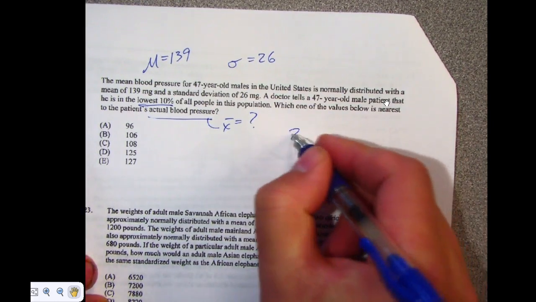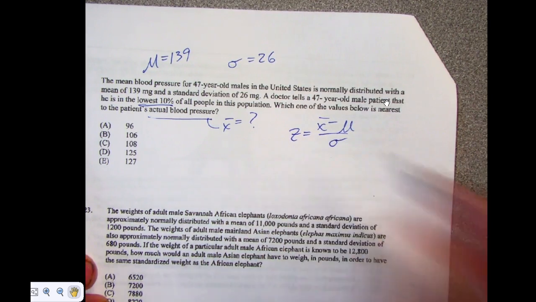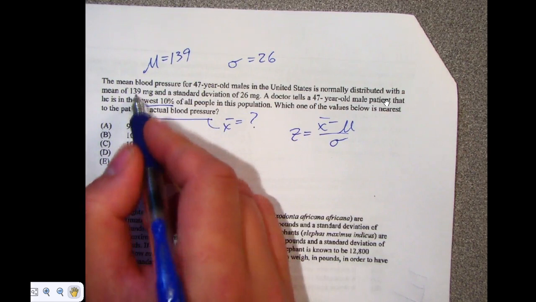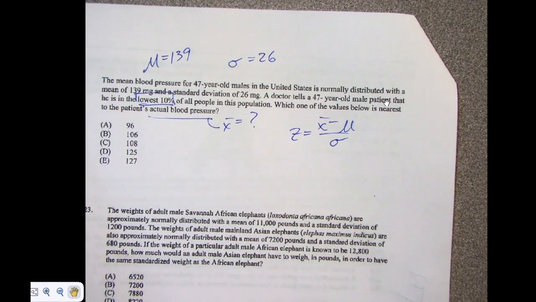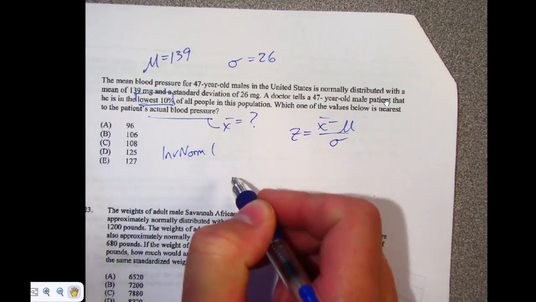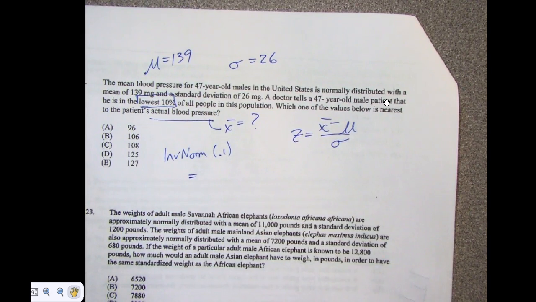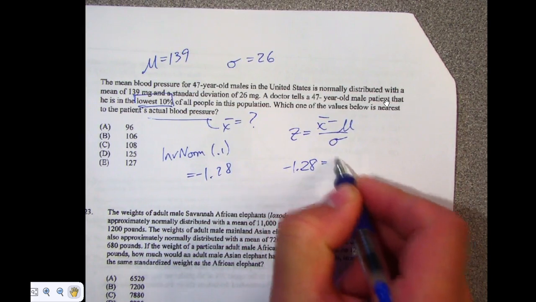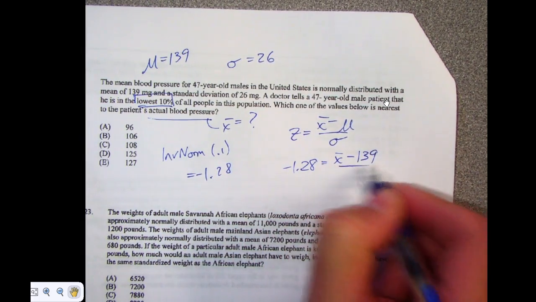So I know the Z-score formula, and I have everything except a Z-score, but they give me enough information to find a Z-score. If it's in the lowest 10%, how can I find the Z-score? Inverse norm of 0.1. And that's just going to give me a Z-score. So negative 1.28. And then I know everything I need to know to throw into this formula and do some math.